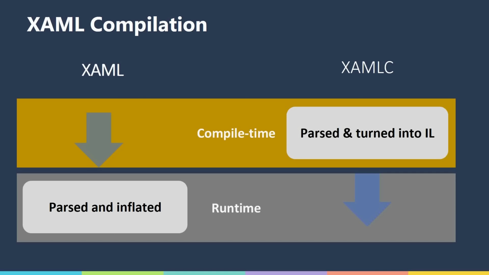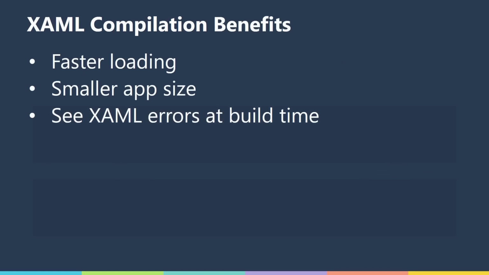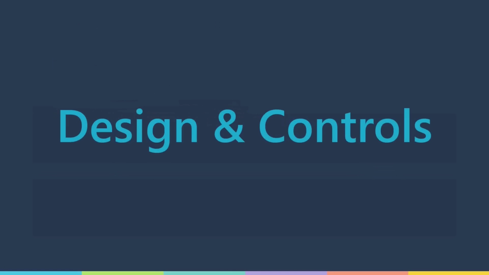And with performance comes this thing called XAML compilation. So what we've done is previously we would parse and inflate your XAML at runtime. Now what we're doing with XAML compilation is that we're actually parsing and turning your XAML into IL at compile time, which gives you errors if you mistype something, but also makes your app a little bit smaller, and it improves performance at the same time. So take a look at that. It's just one line. So faster loading, smaller app size, and everything like that. It's really cool. It's just one line of C# to add into your app.